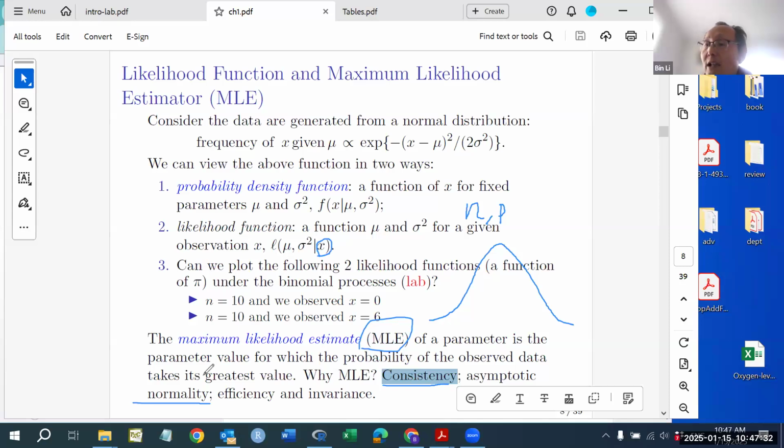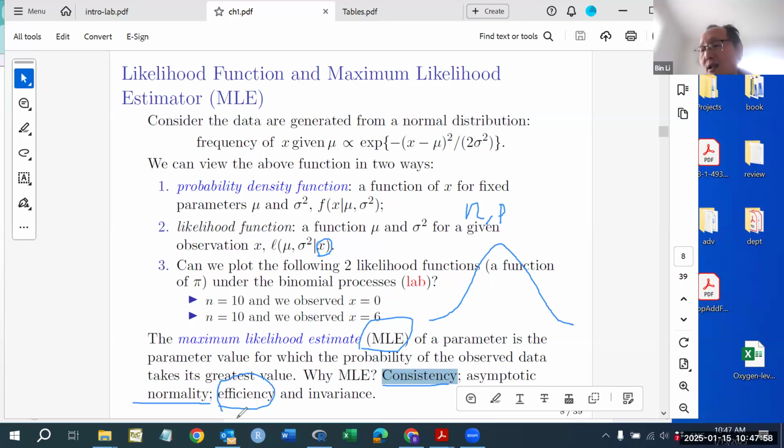Why? Because for hypothesis tests and confidence intervals, if we know the MLE follows a normal distribution, we can easily find a nice hypothesis test statistic, and we can easily construct the confidence interval based on the MLE. So that's why we use MLE a lot, because it's convenient. And the third one is efficiency.